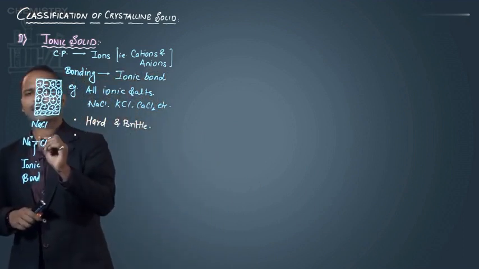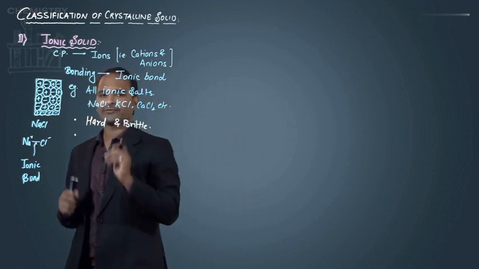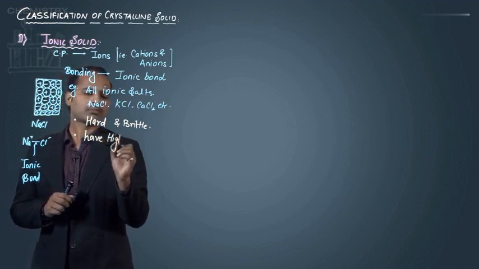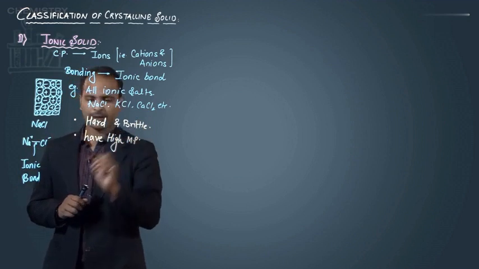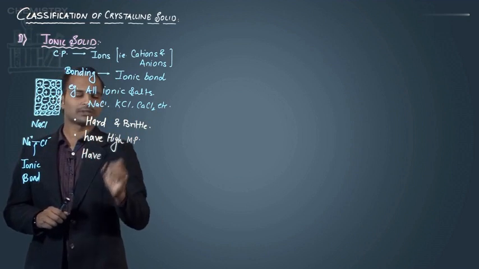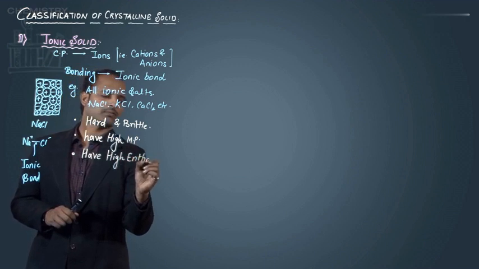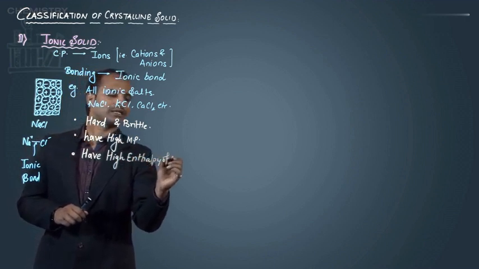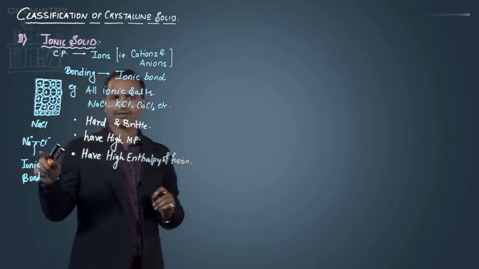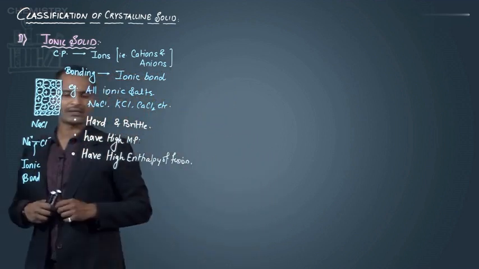Then second, since the attraction between the ions is very strong, due to that strong attraction they have a high melting point. And third, since the melting point is high, simply I will say that they have a high enthalpy of fusion also. Enthalpy of fusion is the energy required to convert a solid into liquid, which is possible after breaking this attraction. And since the attraction is strong, more energy will be required to break it.